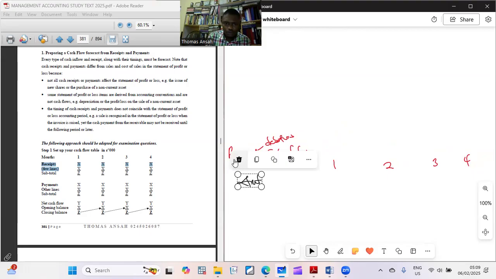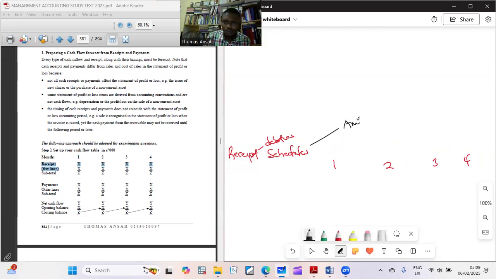Let me write it somewhere here. When you are doing this, please check the amount and check the timing. Because, for example, the receipt is coming from your sales budget, so you know what you sold. The question can say that the sales are made up of cash sales. If it is cash sales, we collect the monies immediately. You and I know that.